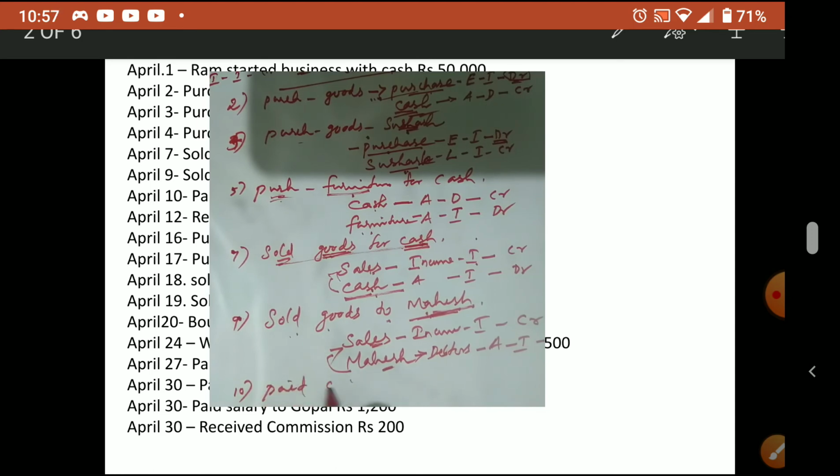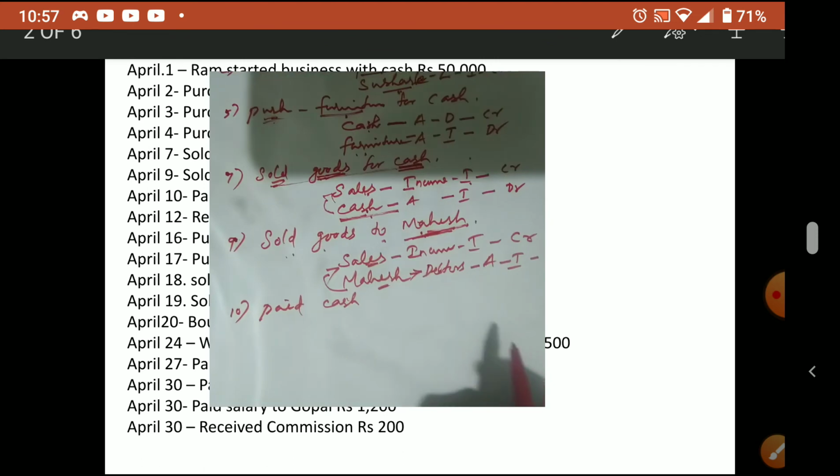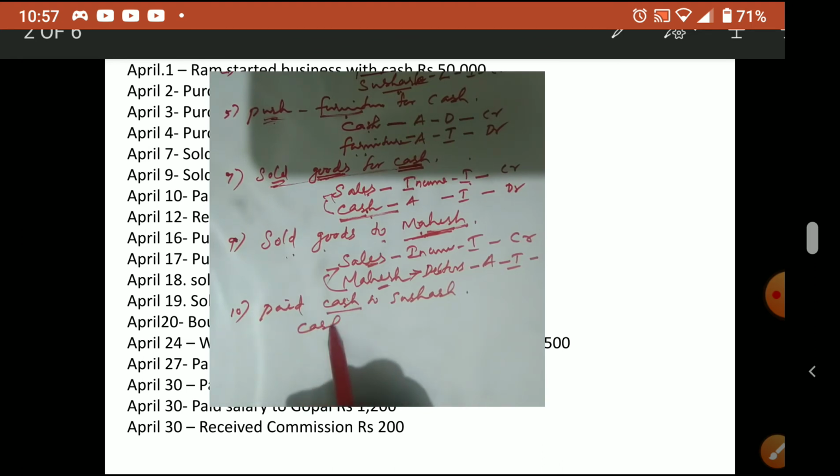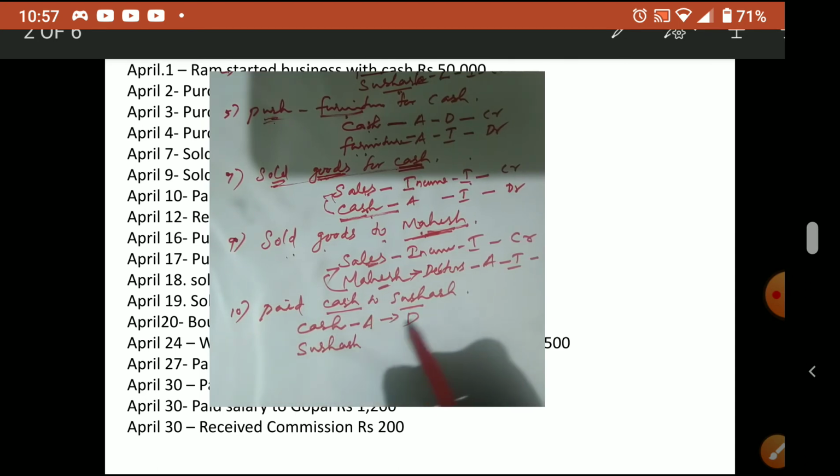Paid cash to Subhash. So one aspect is what? Cash. Another aspect is Subhash. Now cash is what? Cash is asset for us. Cash paid means cash position decreased. Asset decrease. What to do?